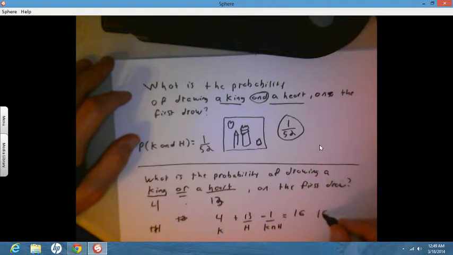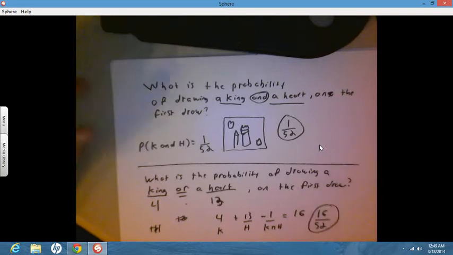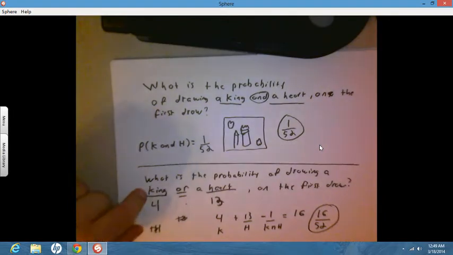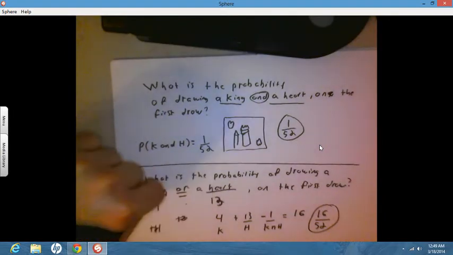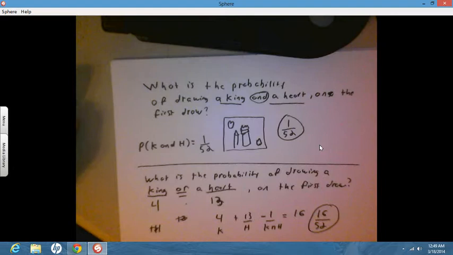So there are 16 out of the 52 cards that can satisfy being only a king, only a heart, or both a king and a heart. So it's a 16 out of 52 probability. And that's the difference between OR and AND. The OR just means you have to satisfy one of these conditions. The AND means you have to satisfy both of these conditions.